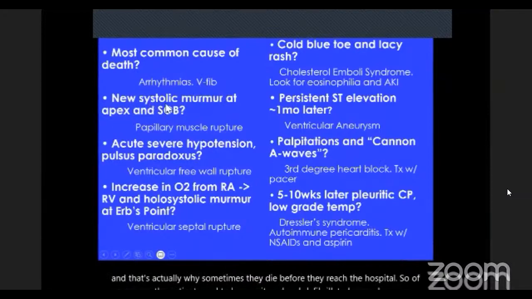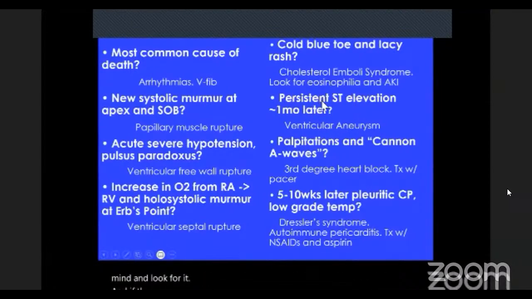They may develop a systolic murmur because of papillary muscle rupture. They may have severe hypotension because of ventricular free wall rupture or ventricular septal rupture. So these are mechanical complications that need surgical intervention. Always when you see a patient with ST segment elevation, you should put it in mind and look for it. And sometimes you may see ST segment elevation that persisted more than 1 month after the infarction, then you are dealing with ventricular aneurysm if the patient has no symptoms.